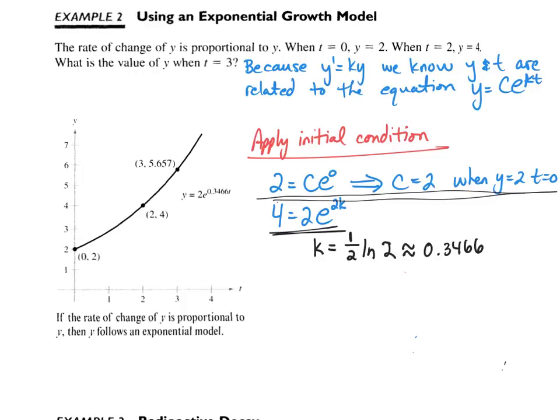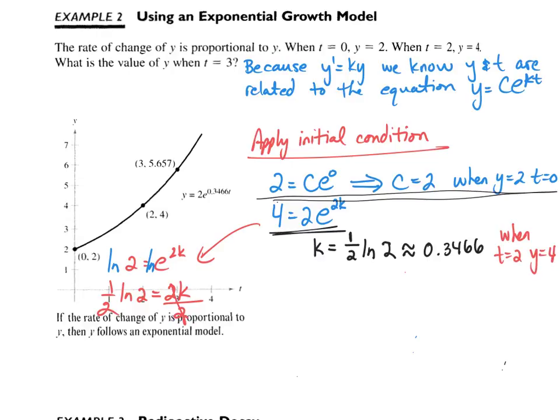Sure. If I divide each side by 2, I get 2 is equal to e to the 2k, right? If I ln each side, I get the ln of 2 is equal to 2k. And then I have to divide by 2 to get k by itself. Once I plug that into the calculator, I get 0.3466. And of course, that's when t is equal to 2 and y is equal to 4.